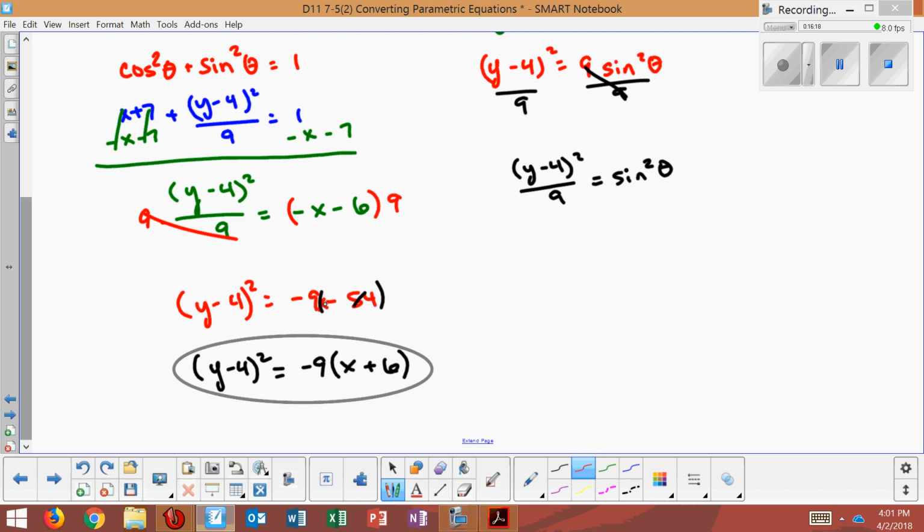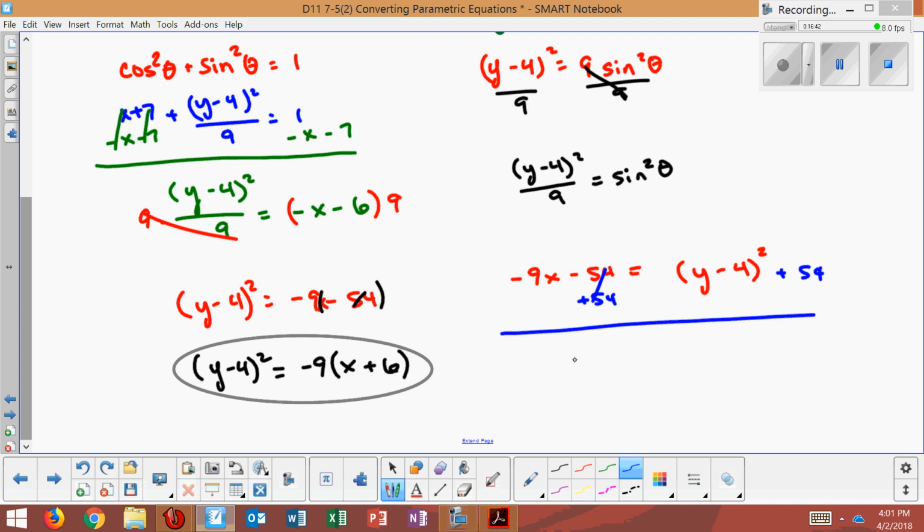So again, we had it distributed a moment ago. If we distribute this again, I'll put the negative 9x minus 54 equals y minus 4 squared, like this. So I've just turned it around. Now I would add 54 over, like this. This goes away, and so now I have negative 9x equals y minus 4 squared plus 54. Last step, I would divide by negative 9, which means all this gets divided by negative 9.